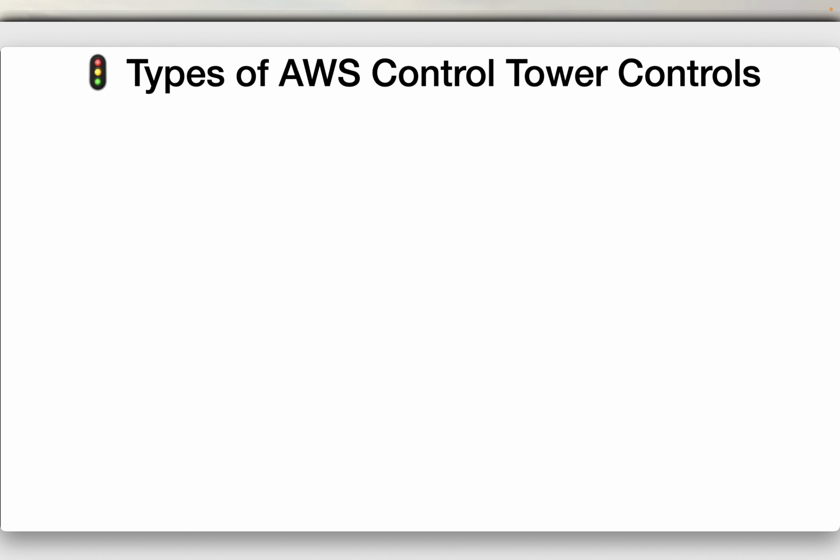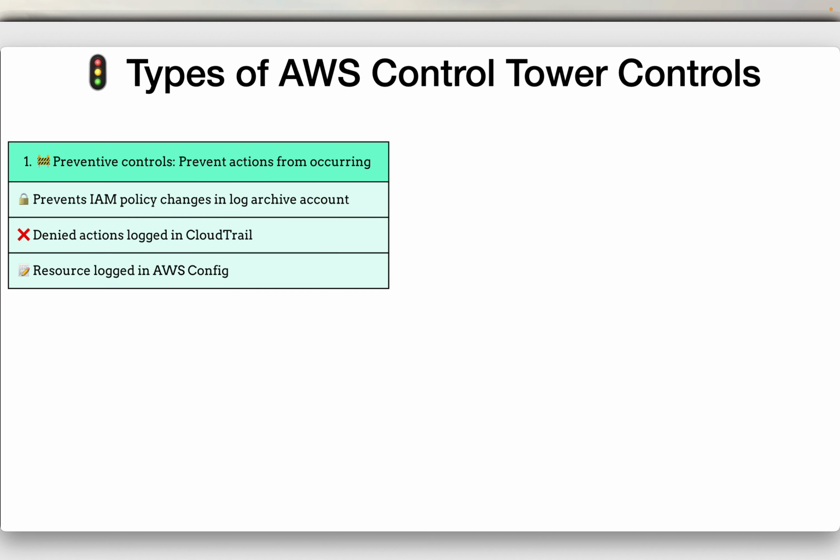Okay, types of AWS Control Tower controls. First, preventive controls prevent actions from occurring. For example, the elective control called disallow changes to bucket policy for Amazon S3 buckets. So this is the name of a policy. It prevents any IAM policy changes within the log archive shared account. Attempted prevented actions are denied and logged in CloudTrail, and the resource is logged in AWS Config.